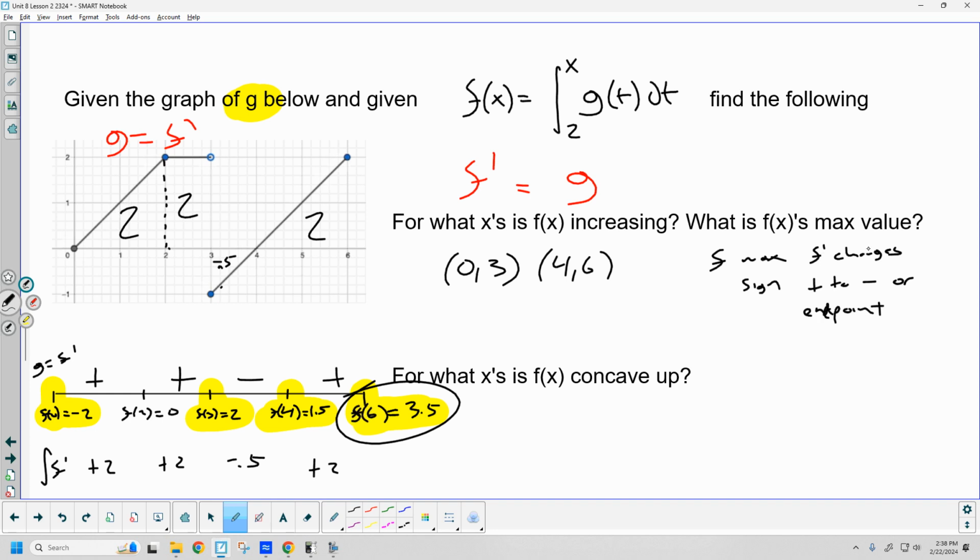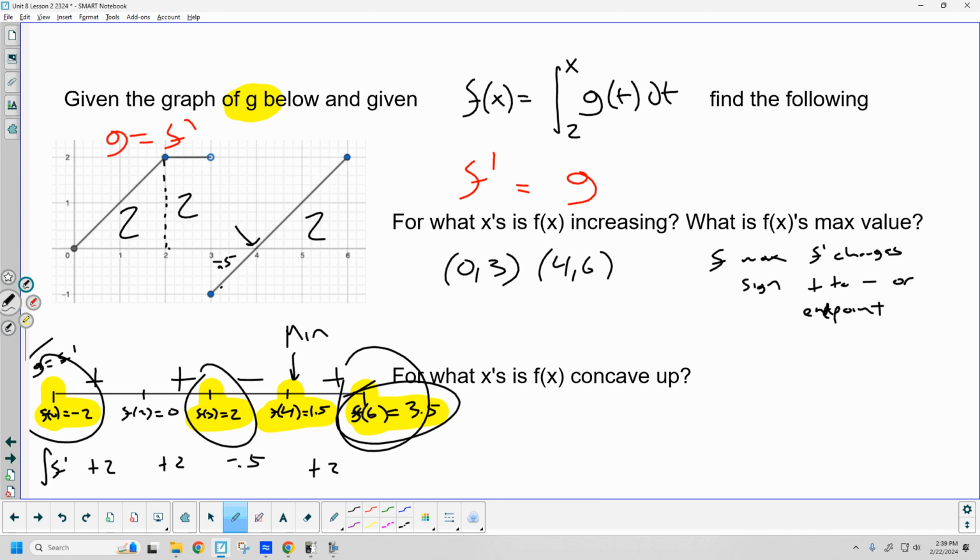F prime changes sign from positive to negative or an endpoint. Changes sign from positive to negative really just is at 3. We don't worry about 4 because 4 is the location of a min. We have our other endpoints. Think about what the areas are showing you. My function increases by 4, decreases by a half, but then increases by 2. So obviously this right endpoint is going to be the max.